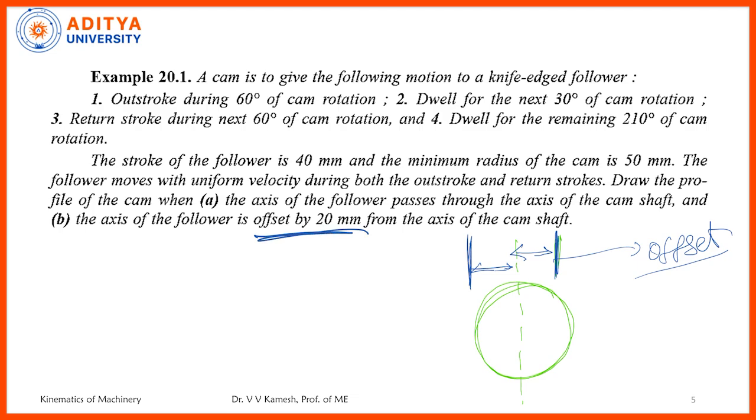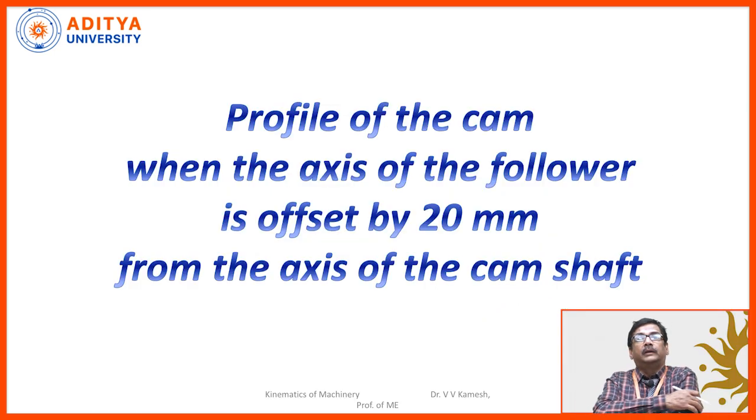If the axis of the camshaft is not matching with the follower axis, then the procedure will be slightly different. The construction of the displacement diagram will be the same, but the transfer of the displacement lengths, that means the height of the follower at regular intervals, the process will be different. Now we will observe one by one. The profile of the cam when the axis of the follower is offset by 20 mm from the axis of the camshaft. So our problem solution will start from this 20 mm.